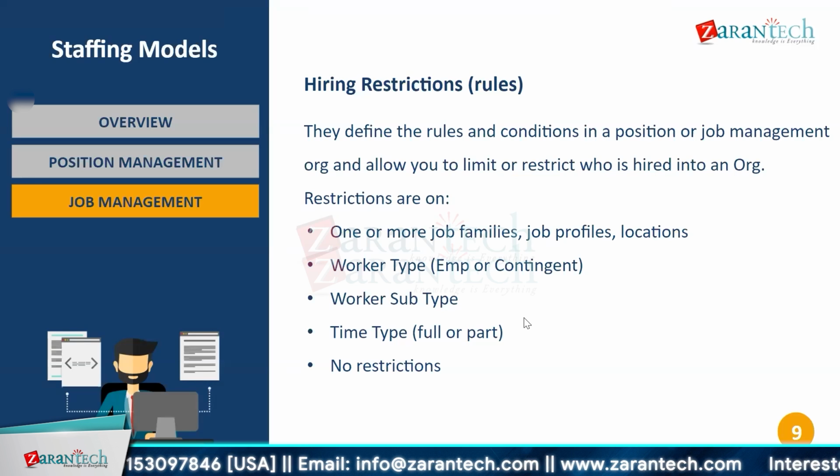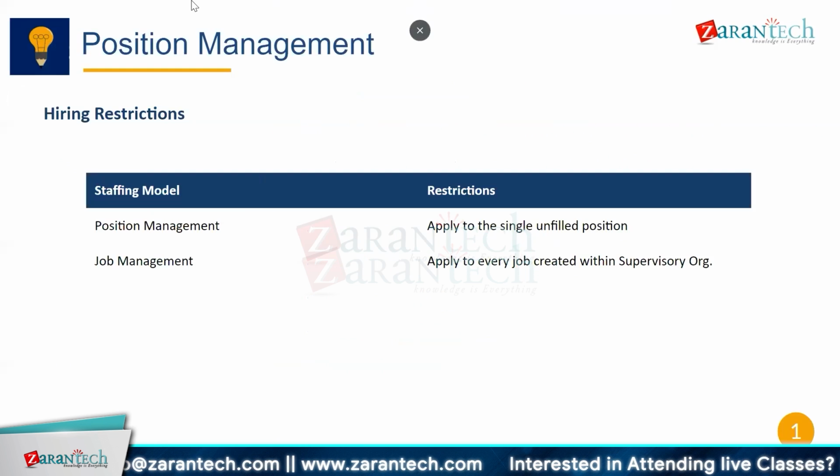The other area that the restrictions cover is the worker type. So you could be an employee, just a normal worker, or a contingent. And for some of you that don't know what contingent is, that's your contractors. So you get to say if they'll be an employee or a contractor. Worker subtype we'll get into a little bit later. Time type, again, is this going to be a full-time worker or a part-time worker? And then you could also say that there's no restrictions.